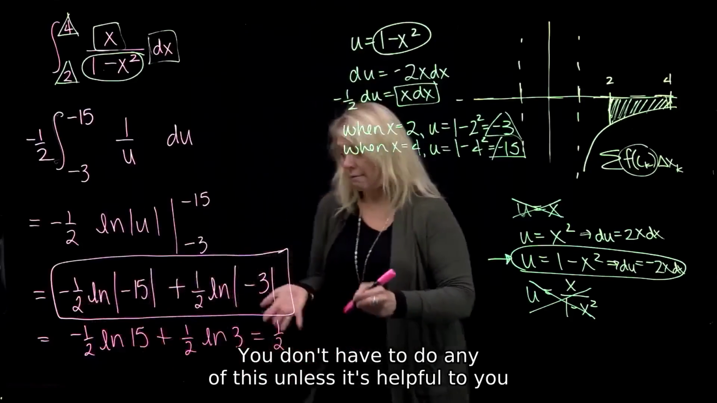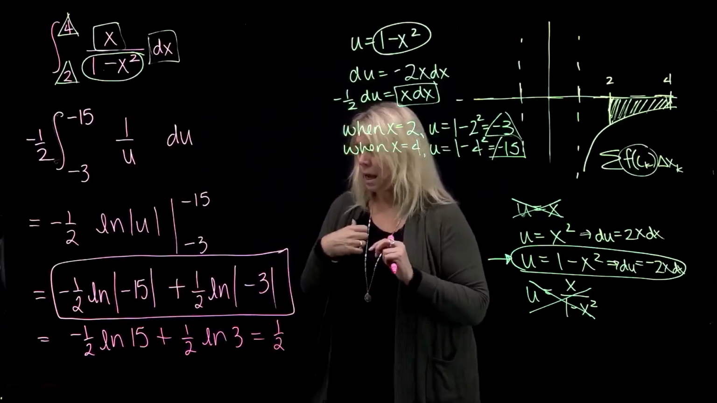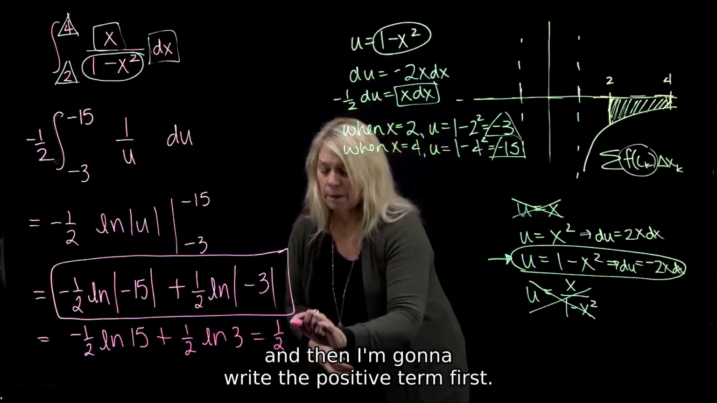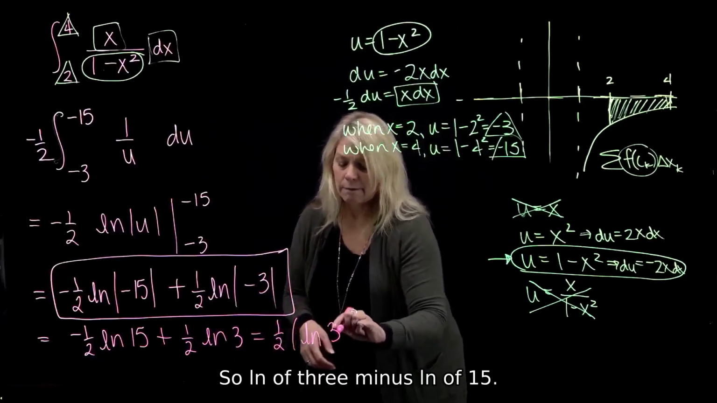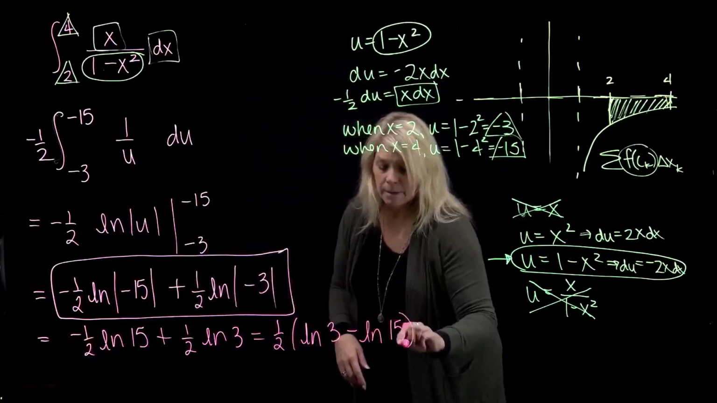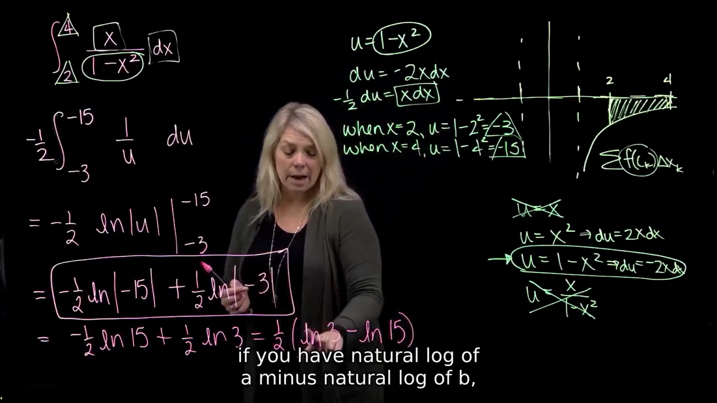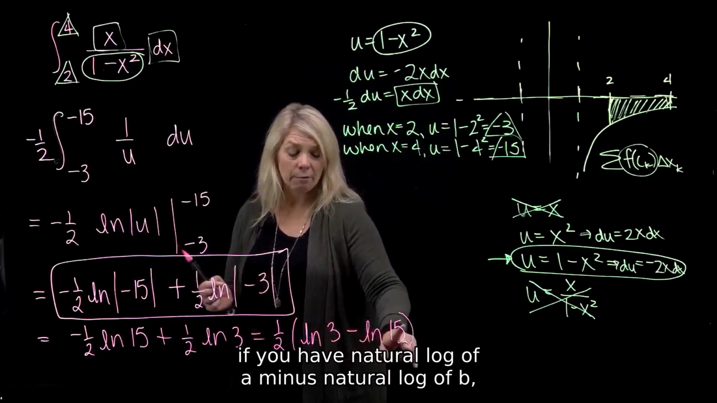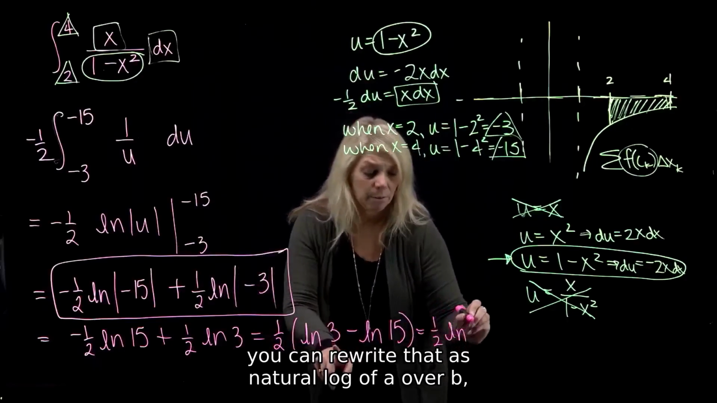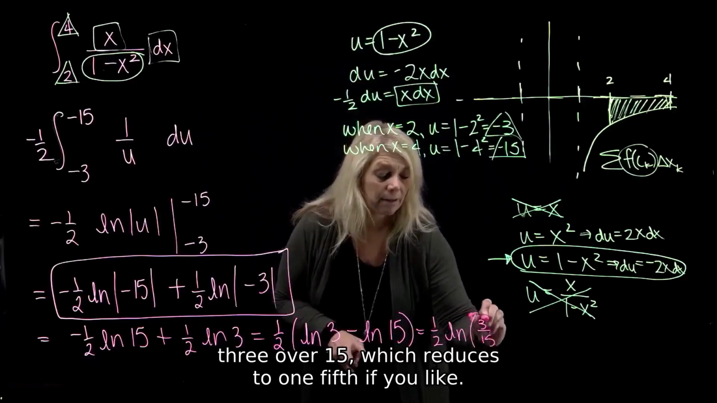You don't have to do any of this unless it's helpful to you in making sense of your answer or in simplifying your answer. If I factor the 1/2 out, I'm going to write the positive term first. So ln of 3 minus ln of 15. There is another property of logarithms that you might remember that says if you have natural log of a minus natural log of b, you can rewrite that as natural log of a over b, 3 over 15, which reduces to 1/5.